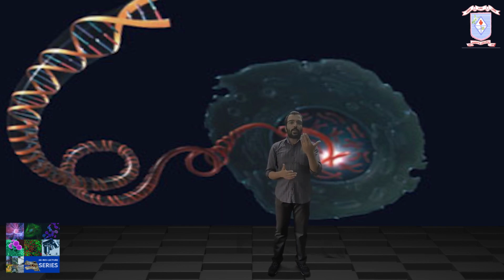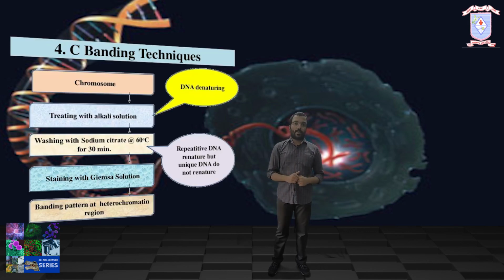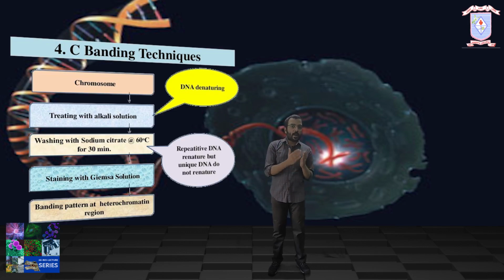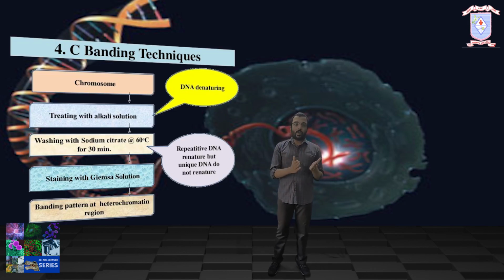Next, what is the procedure of the C banding technique? To produce C bands, glass slides fixed with metaphase chromosomes are first treated with an alkali solution of sodium hydroxide or barium hydroxide. Then, in the second step, the slide is treated with sodium citrate at 60 degrees Celsius for 30 minutes.